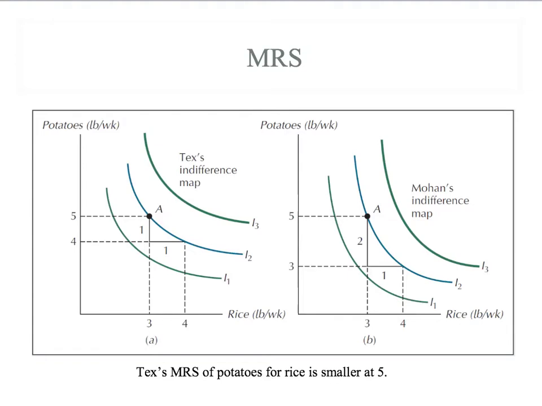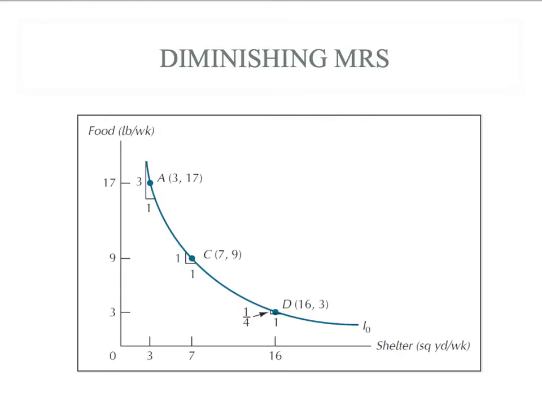But if we look at Mohan's indifference map, if he starts at 4 and then moves back to 3 pounds of rice per week, how much potatoes does he need in return in order to be offset by this drop of 1 unit of rice? In order for him to be indifferent between that situation, he has to gain 2 units of potatoes.